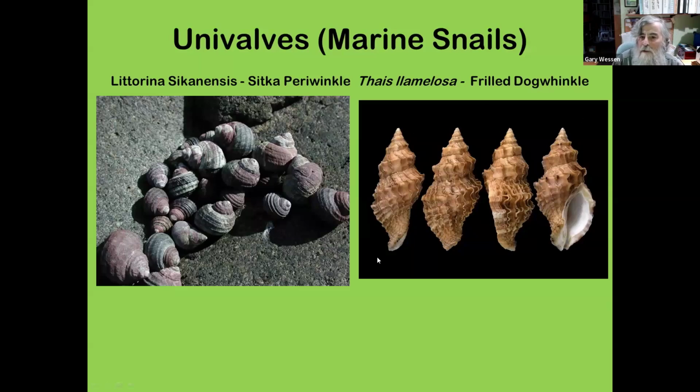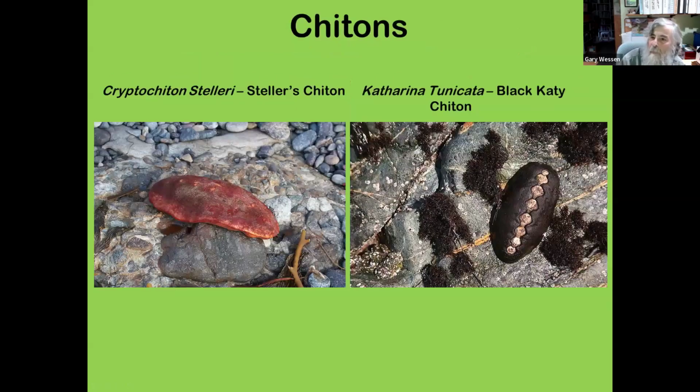Frilled dogwinkles here are very common all over the region, inside and outside. These are some of these carnivorous snails that we find in the big mussel packs on the outer coast. And actually, they attack bay mussels on the inside as well. Very common all over. Okay, chitons.